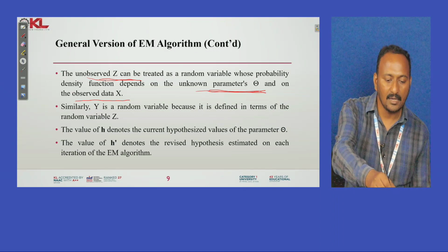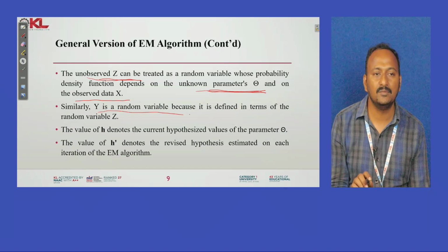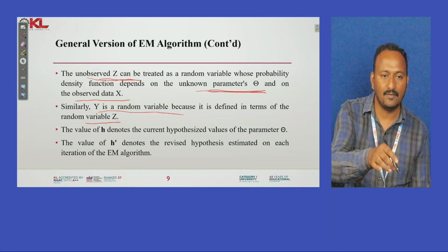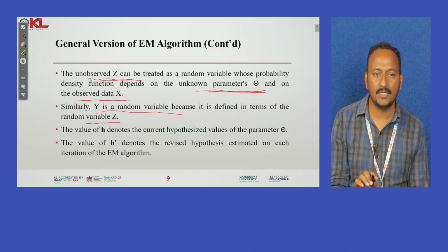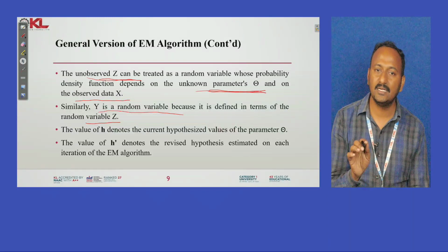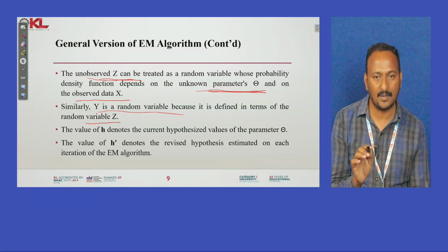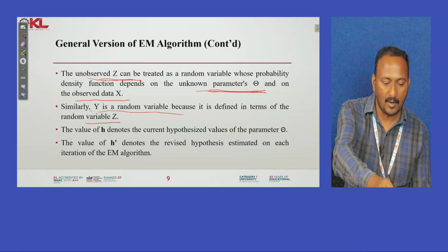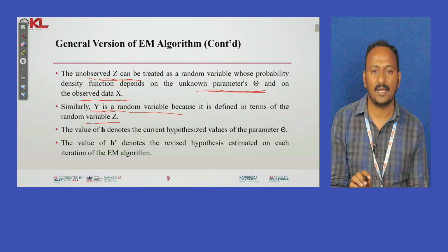Similarly, here y is a random variable because it is defined in terms of the random variable z only. Why are we considering y as the random variable? Here y is nothing but x union z. Here x is the observed data and z is the unobserved data. Here z is a random variable whose probability function depends upon our unknown parameters as well as the observed data. So y is formed with the help of z. So we simply conclude that our y is also a random variable.